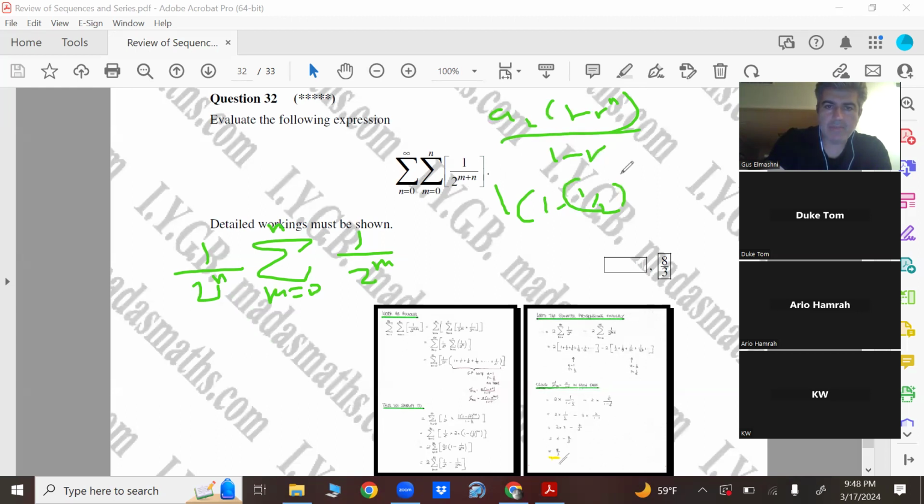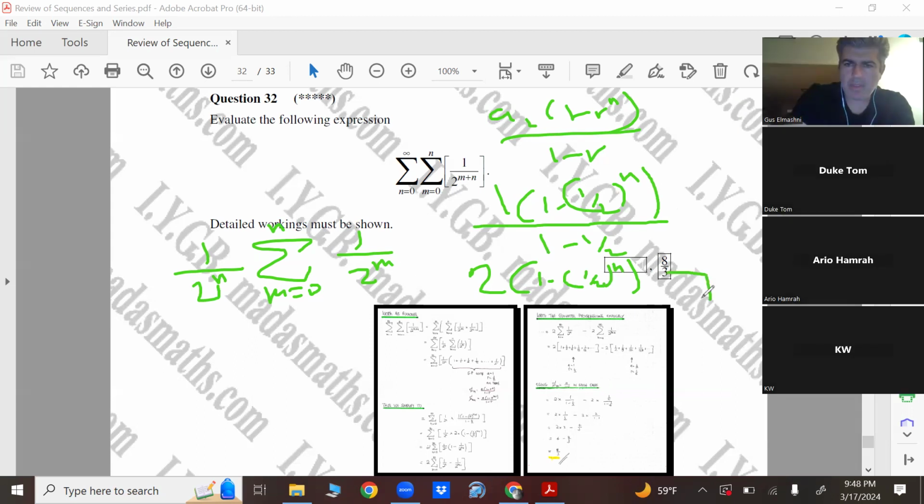Because that's the number of terms we'll have, over 1 minus half, which is half. Flip it, you get 2. So it's 2. And if you clean that up, you can distribute. You have 2 minus 2 times half raised to the n power. That's 2 to the 1. You could flip it.